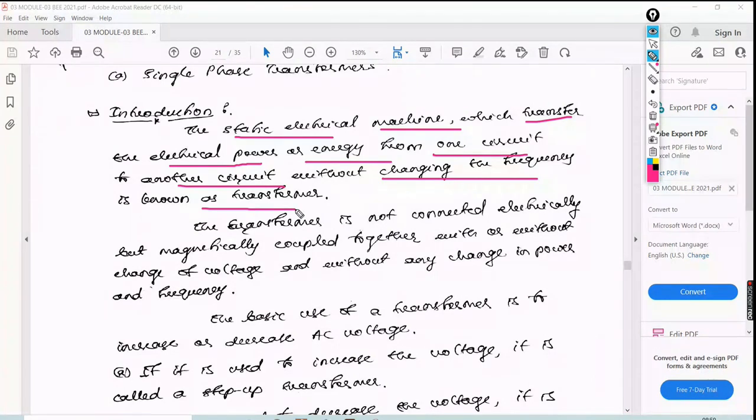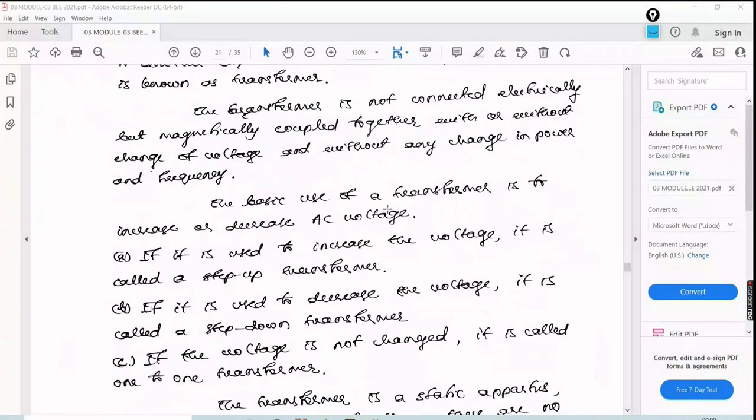This is provided with the AC power supply. That power supply will be supplied to the connected load center. Especially, it is connected magnetically, but not electrically, because of Faraday's law. According to that only, it will transfer the electrical energy from one circuit to another circuit.